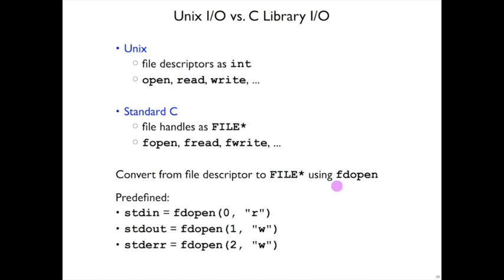So if you have a file descriptor at the Unix level, you can turn it into a FILE star at the standard C level using fdopen. And there are certain predefined files, standard in, standard out, standard error, provided by the standard C I/O library, that are initialized by using fdopen on those three file descriptors, 0, 1, and 2, input in read mode, of course, and output and error in write mode.